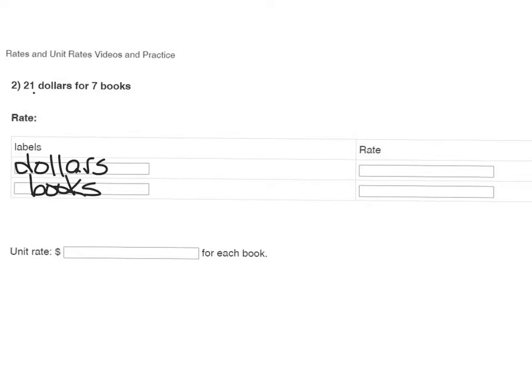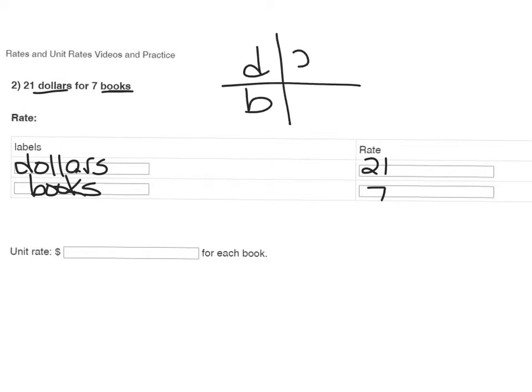So I'm copying the same words that it has here. I'm not changing it, I'm not moving it around, I'm just copying the same words. So it's $21 and you have 7 books. So when we're looking at that dollars and books, we're looking at 21 and 7.